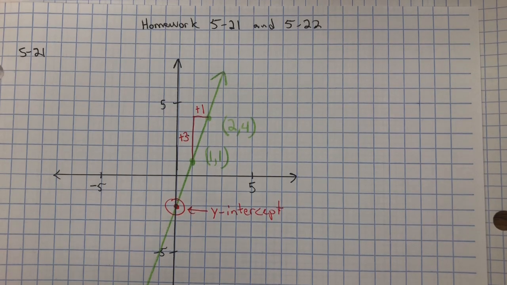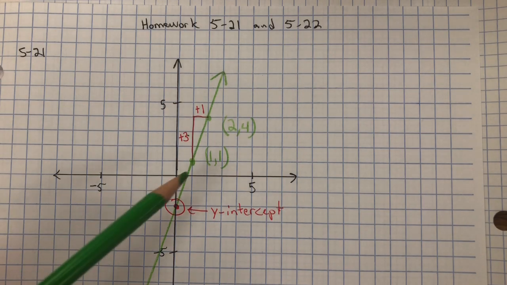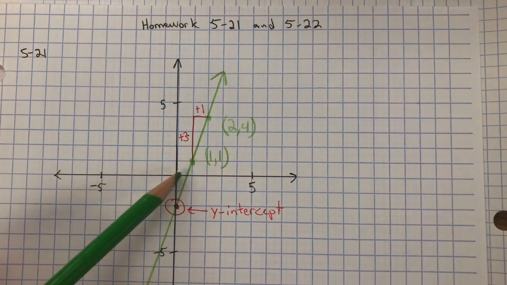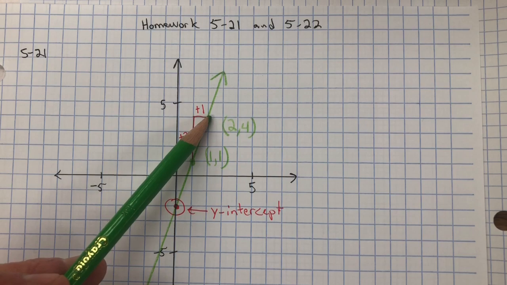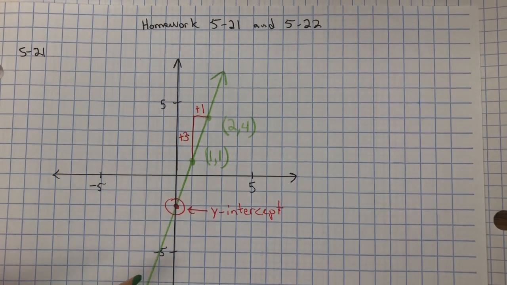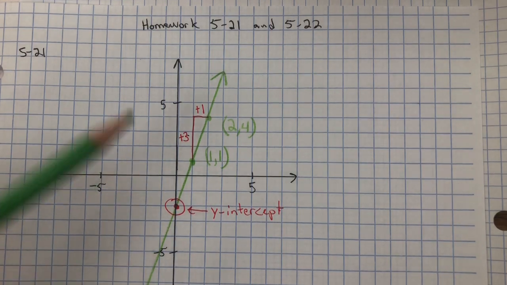This is the homework for 521 and 522. You're playing the game called Guess My Line, and you were given 2 hints. The 2 points on the line are (1, 1) and (2, 4). The first thing you need to do is find the growth rate of the line.